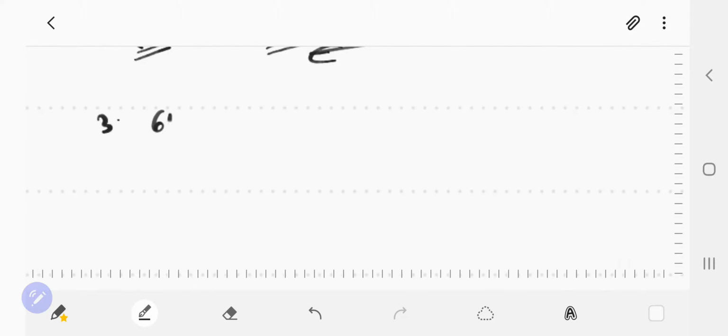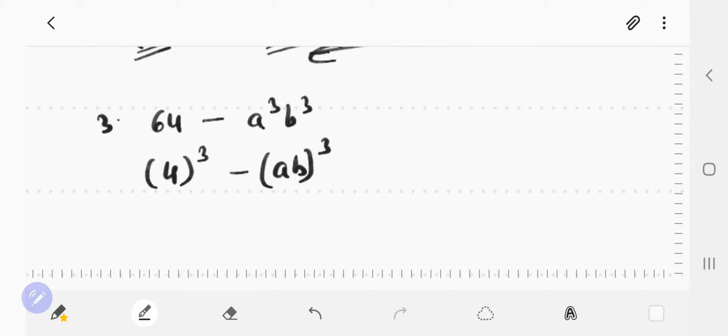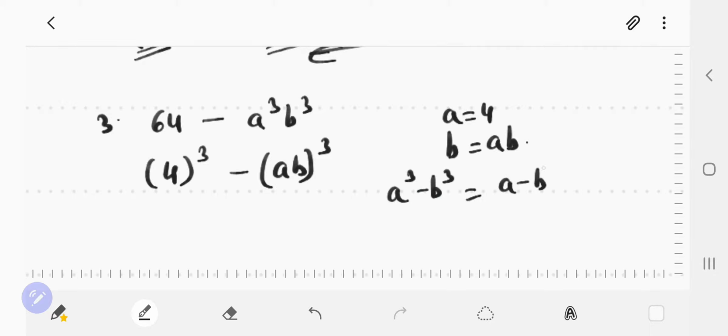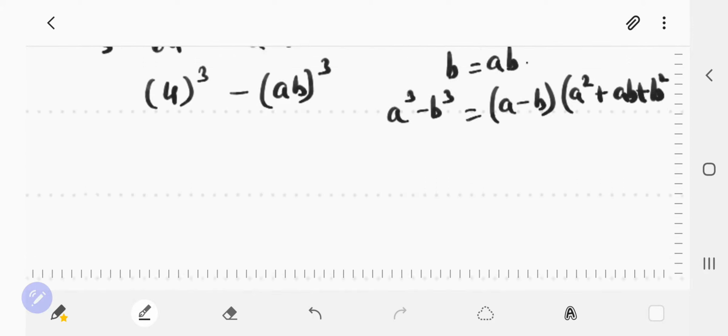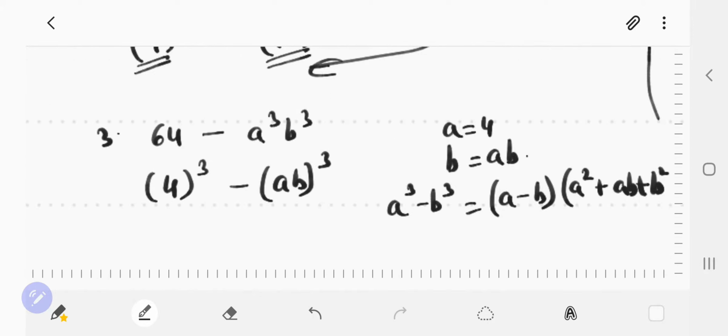Problem number 3rd, 64 minus a cube b cube. 64 you can write as 4 cube, and a cube b cube you can write as (ab) the whole cube. This is your a, which is 4, and b is your ab. And what is the identity? a cube minus b cube. It is (a minus b)(a square plus ab plus b square). Yes, this is the identity.